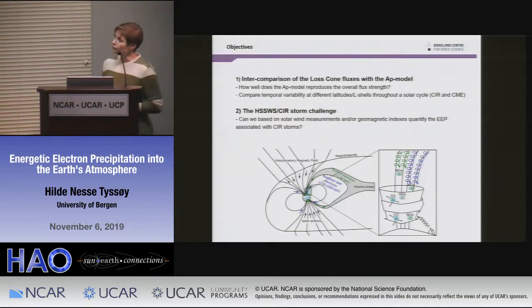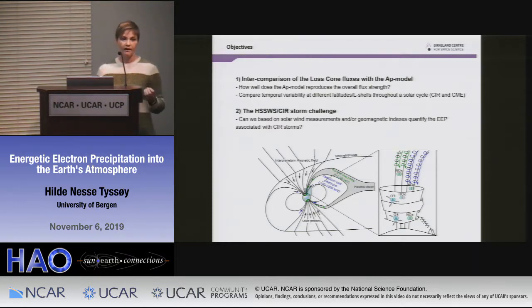So the first part of this talk will focus on comparing the Ap model parameterization to a different estimate, which we call the loss cone fluxes, which is estimated by our group, and compare to what extent the Ap model and the EEP fluxes agree in terms of overall flux strength, but also if there are some systematic differences when it comes to the energetic EEP driver.